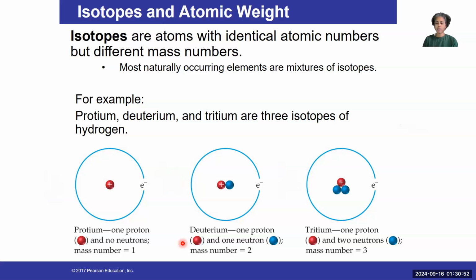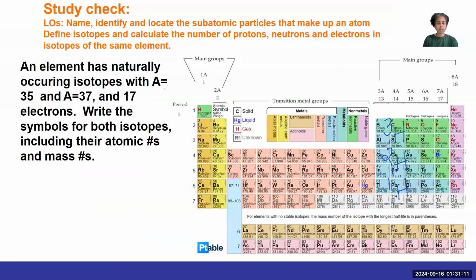You might see isotopes written in this manner. And these are all isotopes of hydrogen. It is assumed that because this is hydrogen, they all have the same atomic numbers. Let's do a little bit of practice. How about you pause the video, see if you can answer this question, and come back when you are ready to answer. Are you ready?